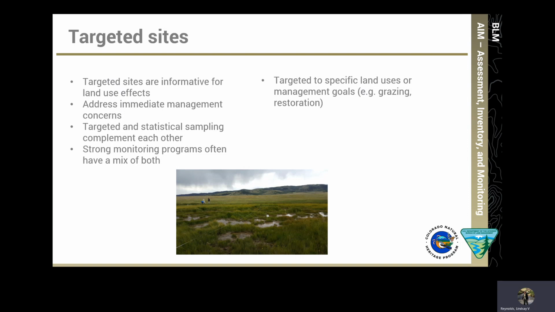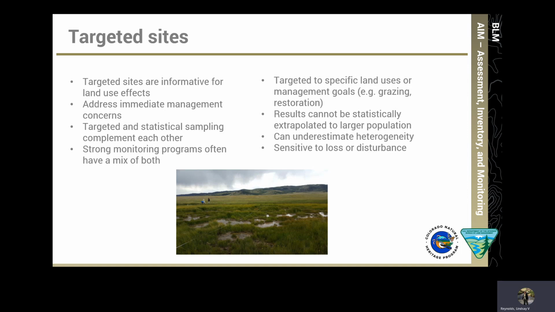They are targeted to specific land uses or management goals, such as grazing or restoration. The results can't be statistically extrapolated to a larger population, so you can't necessarily draw conclusions about a larger population from these sites. And they can underestimate heterogeneity on a landscape, and they're often sensitive to loss or disturbance. So targeted sites are important for meeting management goals, but we have to keep in mind the statistical implications for targeted sites.